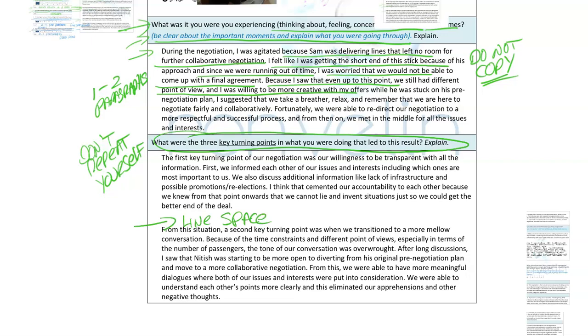So one of them that he describes is the first key turning point of our negotiation was our willingness to be transparent with all the information. So this happened up front.